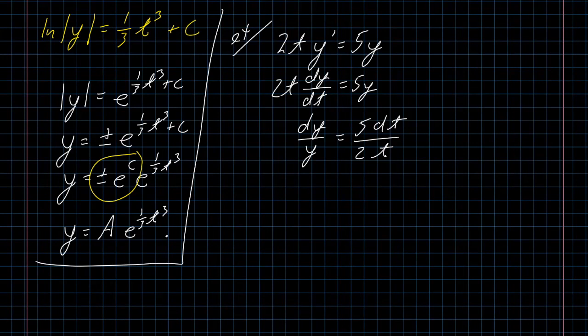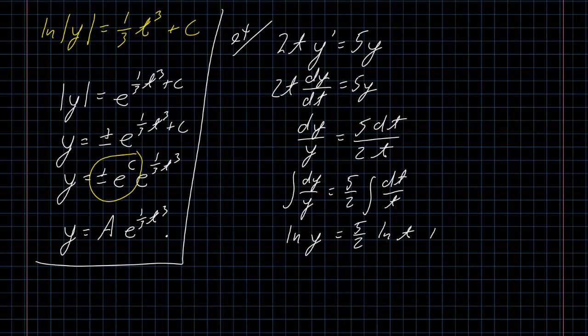I'm going to integrate both sides. Integral of dy over y is the natural log of the absolute value of y, but I know that that absolute value is not going to do anything at the end, so I'm just going to write it as natural log of y. And I know that I'm going to be able to rewrite this using that same process I used before. If natural log of y is equal to all of this and I have a plus arbitrary constant, I know that y itself is going to be some new constant a times e raised to that same power, 5 halves natural log of t in this case.